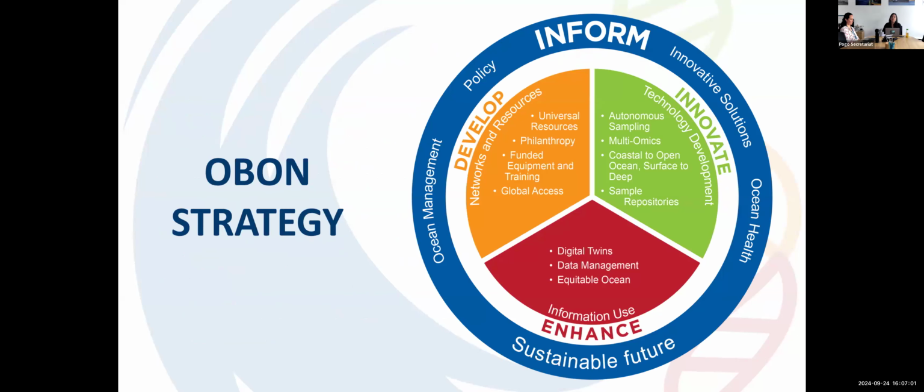So this diagram illustrates the OBON strategy and how it's articulated around these 4 areas, which are aligned with the 4 objectives that I presented previously. So around developing networks and resources, innovating and developing the technology required, enhancing the use of information from biomolecular observations, and ultimately informing policy and a sustainable future.